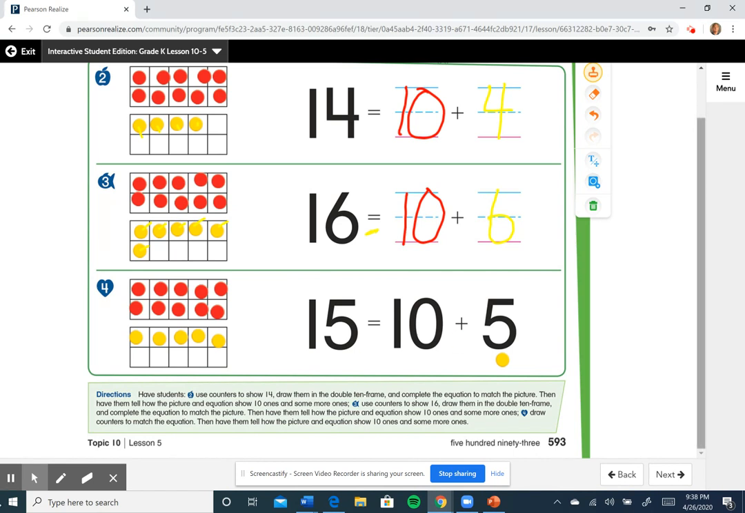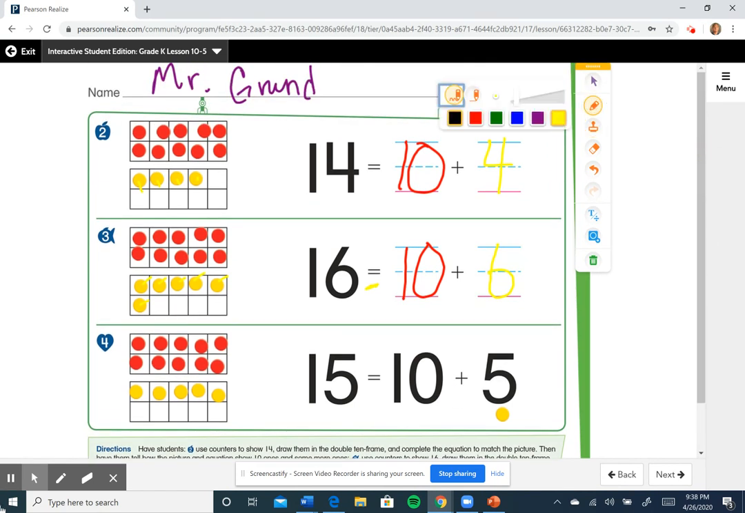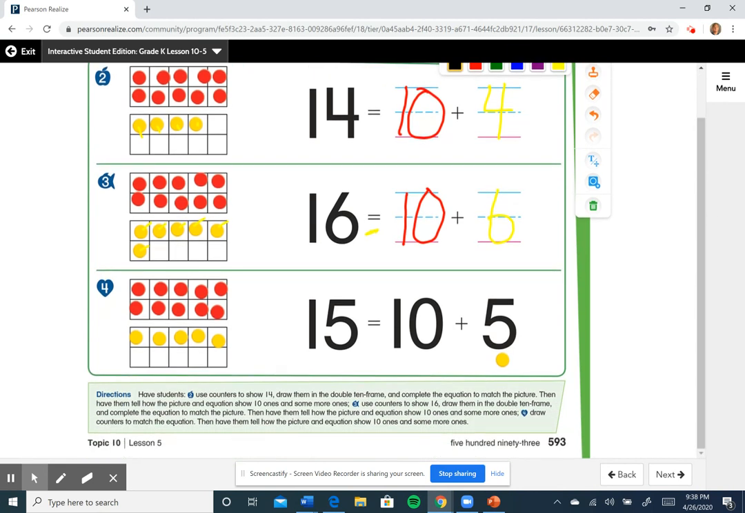And to double check our answer, we can count all of our counters to make sure. So I can individually count these, or I can just know that's 10 because all of them are filled. So I'm just going to put a little 10 there. 11, 12, 13, 14, 15. Perfect.